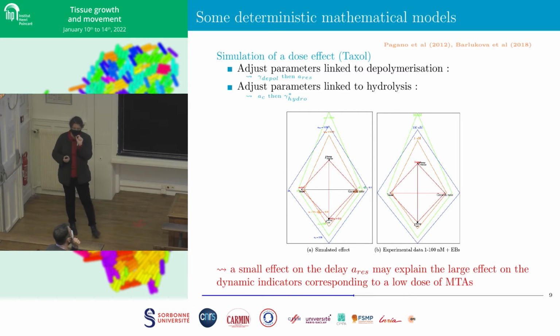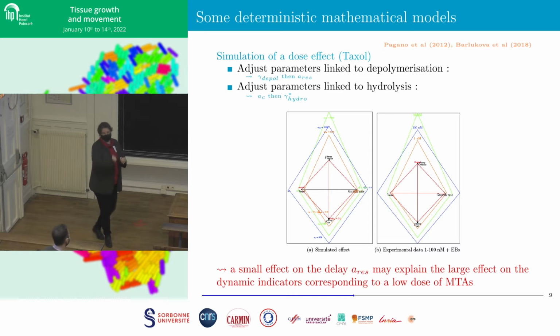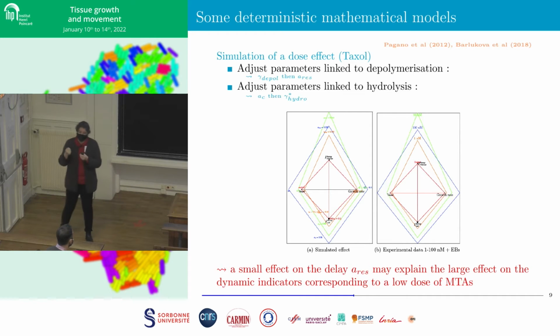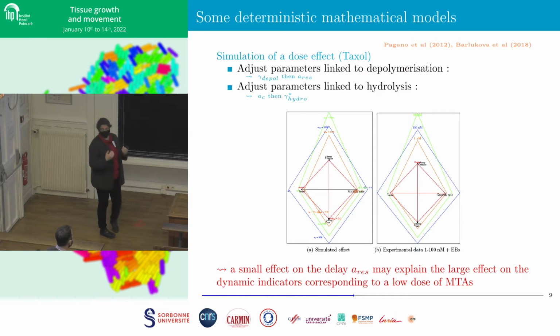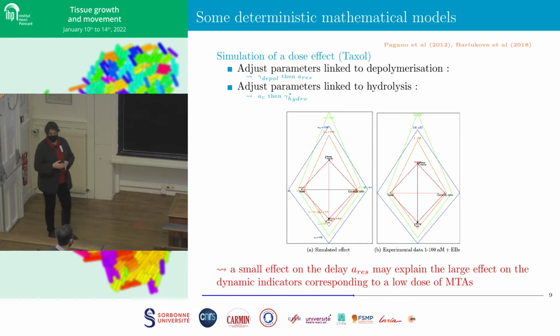And RS is just a delay linked to the time needed for a microtubule in depolymerization to go back to the polymerization state. And a small effect on this parameter can explain large effect on the macroscopic indicator. So we were happy to have a small possible interpretation of this effect at low dose. Okay?